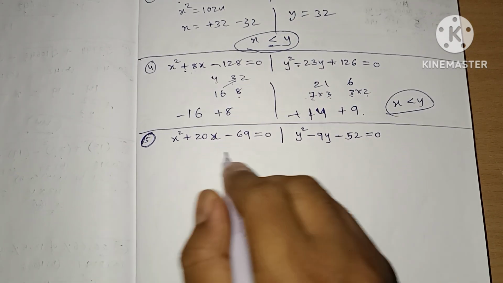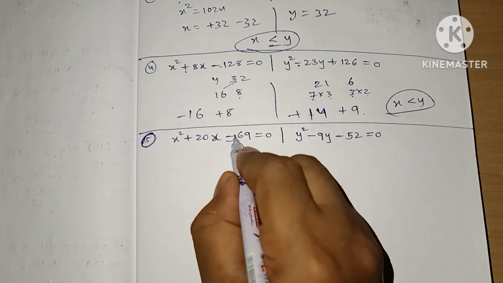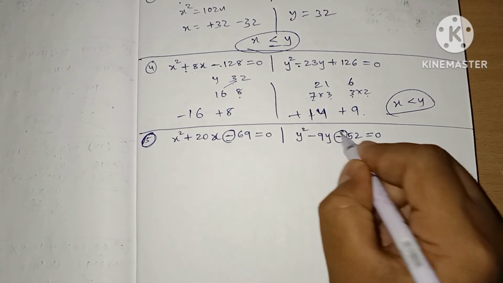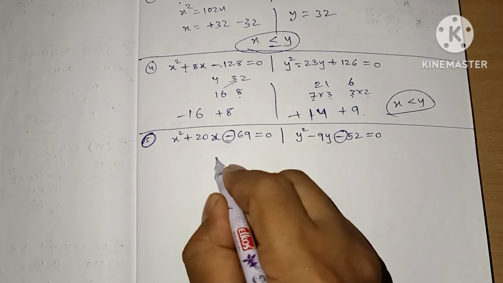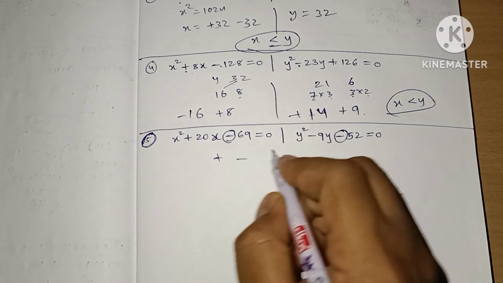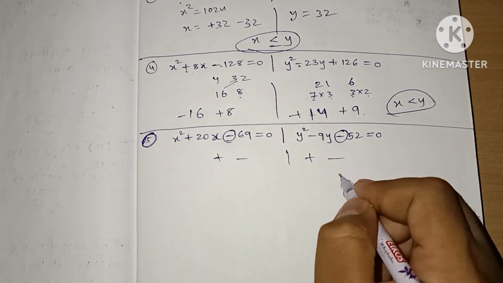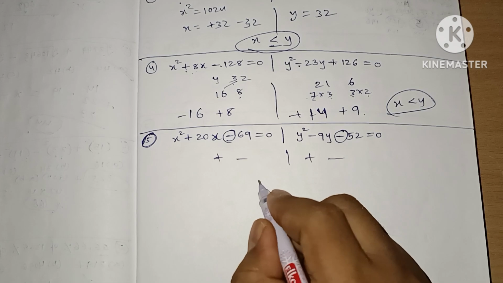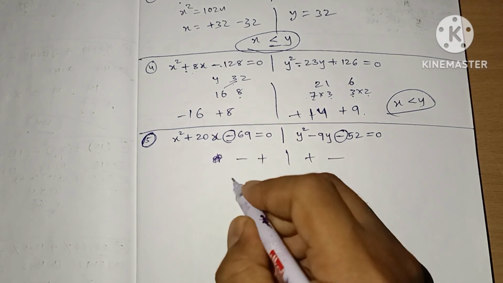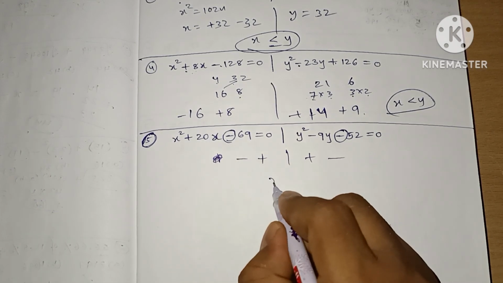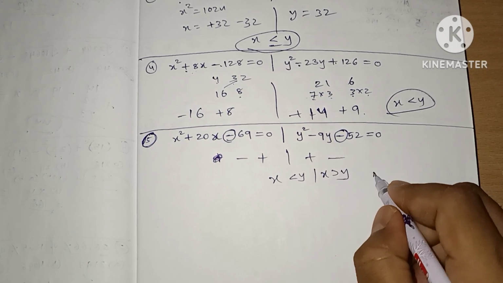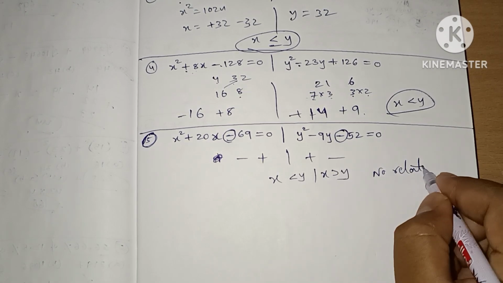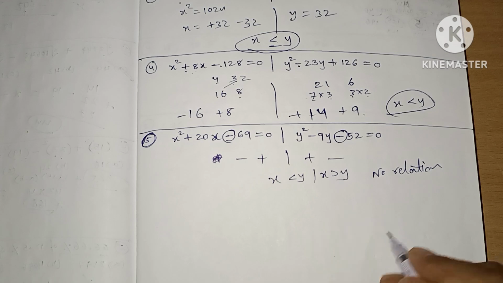Next question, in this question the end has minus, so there is no relation between these two equations, because here the roots will be positive and negative, and here the roots will be positive and negative. Here the roots are negative and positive, positive and negative. So it is clear that x is lesser than y and x greater than y comes here. So no relation can be established between these two equations.